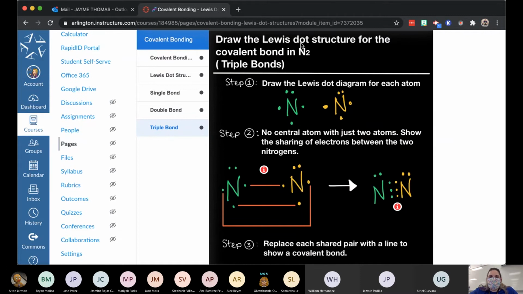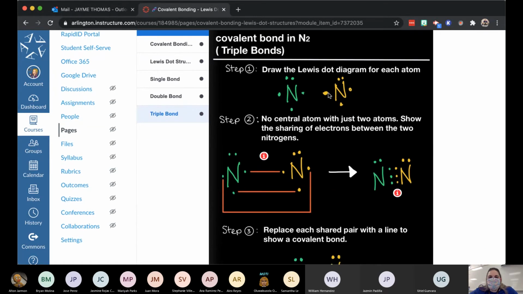So in this one, we're doing the nitrogen gas, which is N2. So that means I have 2 nitrogen atoms. So I'm going to draw their Lewis dot diagrams. And since nitrogen is in group 15, it gets 5 valence electrons. So I'm just drawing 2 of them in 2 different colors. And if you look, they each have 3 single electrons.